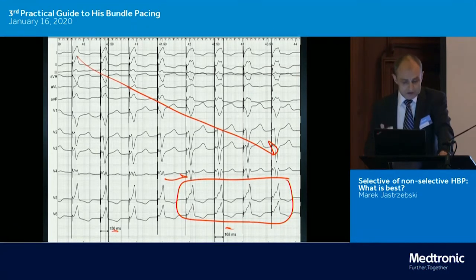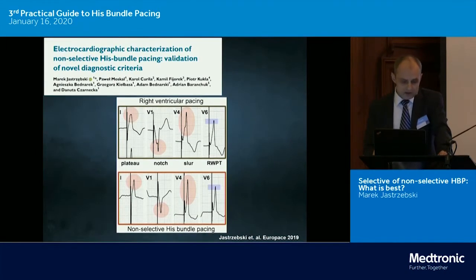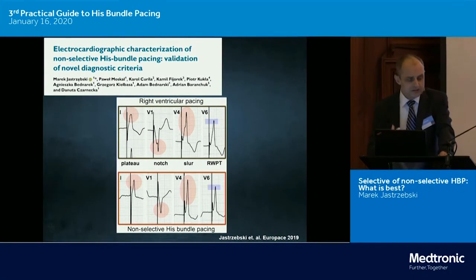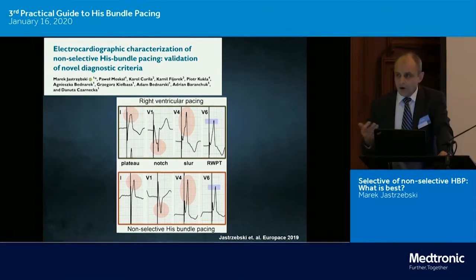So non-selective capture always raises a problem of how to confirm that we have a capture of the His bundle. To answer that question, we did this study that was also mentioned, and we looked specifically at QRS features of non-selective capture. The idea was very simple. The QRS, when we have a His bundle capture, selective or non-selective, should be nicer. And we all see with our eyes that it is nicer.